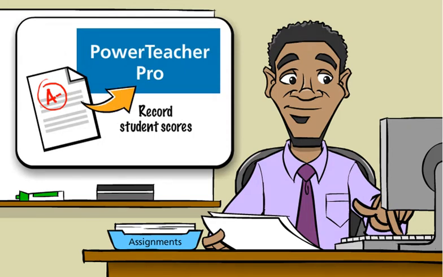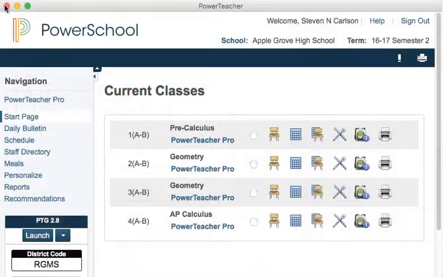But if you record their scores in PowerTeacher Pro now, your students and their parents can see the scores right away in the PowerSchool student and parent portals and in the PowerSchool mobile app. To score an assignment in the gradebook, begin on the PowerTeacher Start page and click PowerTeacher Pro.